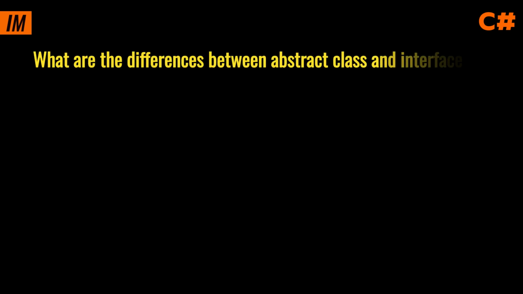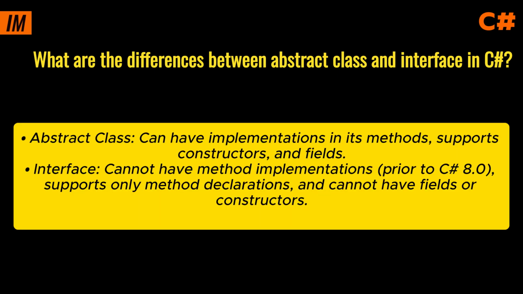What are the differences between abstract class and interface in C#? Abstract class can have implementations in its methods, supports constructors and fields. Interface cannot have method implementations prior to C# 8.0, supports only method declarations, and cannot have fields or constructors.